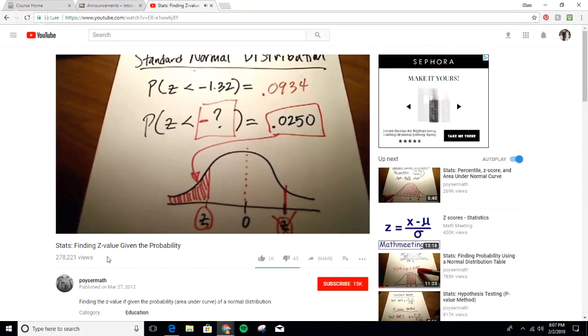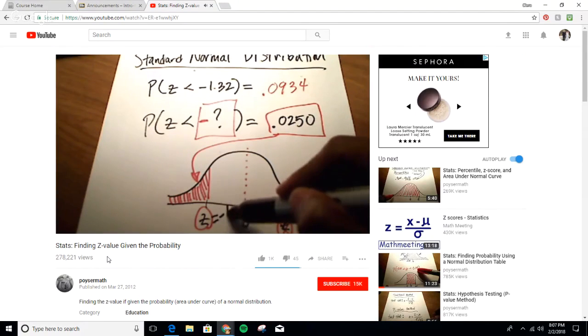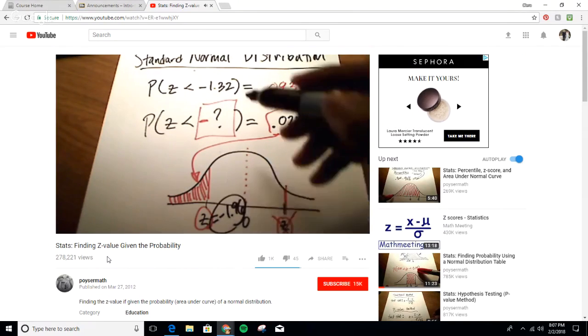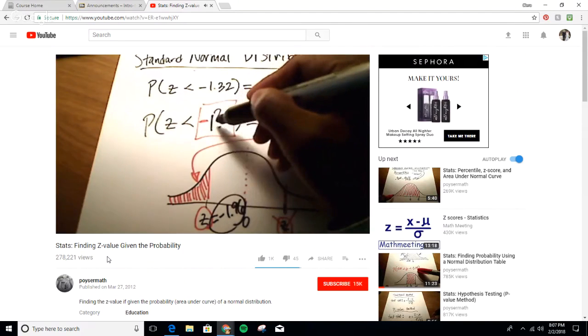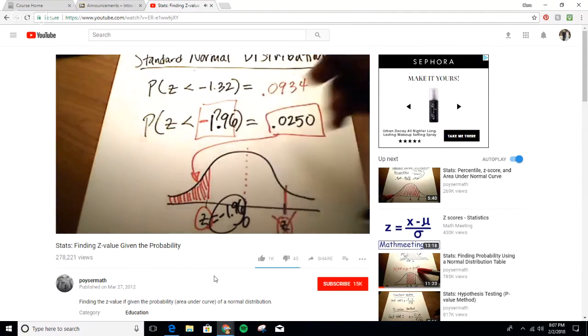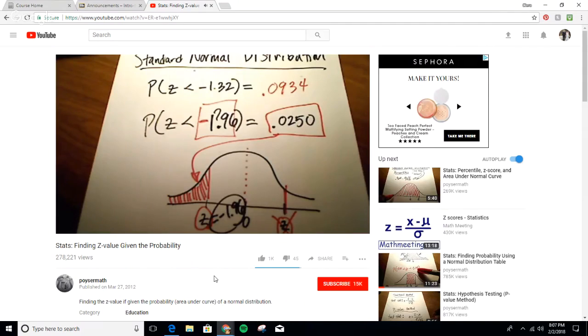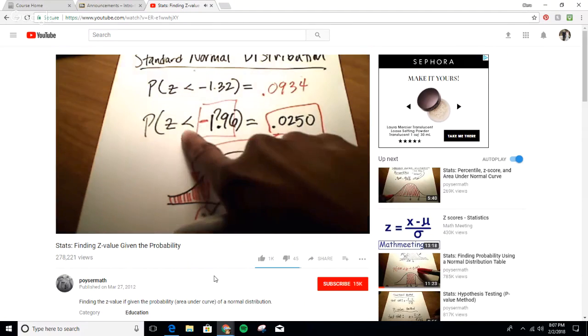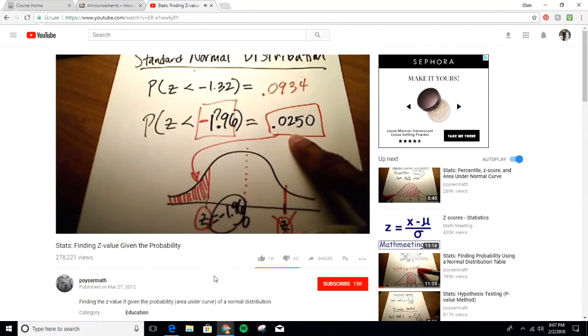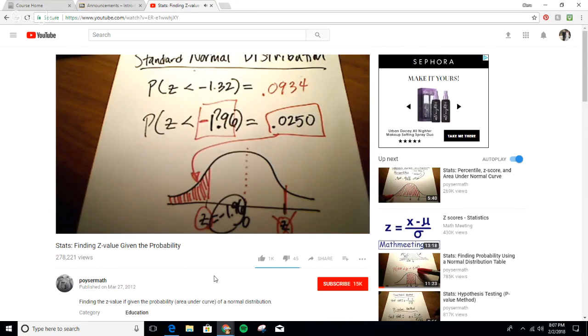0.0250. And if you look really hard, you'll see that it comes out to be a negative 1.96. Try to find that if you can, but you'll see that it comes out to be this thing right here. Turns out to be a negative 1.96. That is the z-score. I'll stick it in right now. Negative 1.96. There we go. That is the z-score that corresponds to shading to the left. That will give me an area of 0.0250.